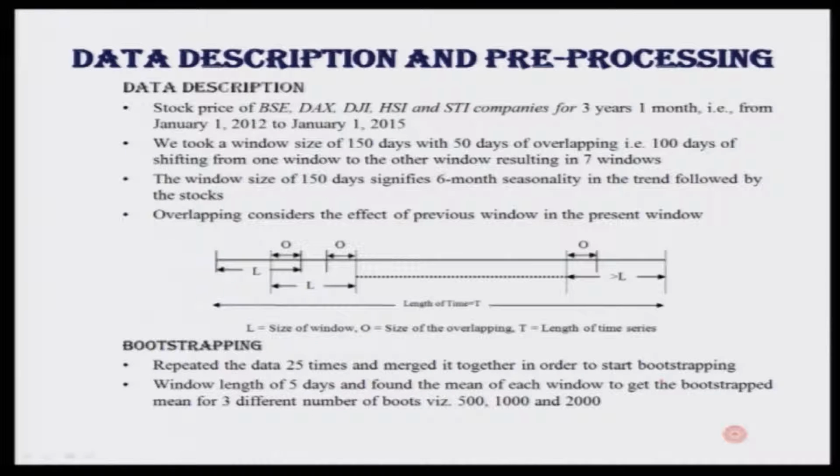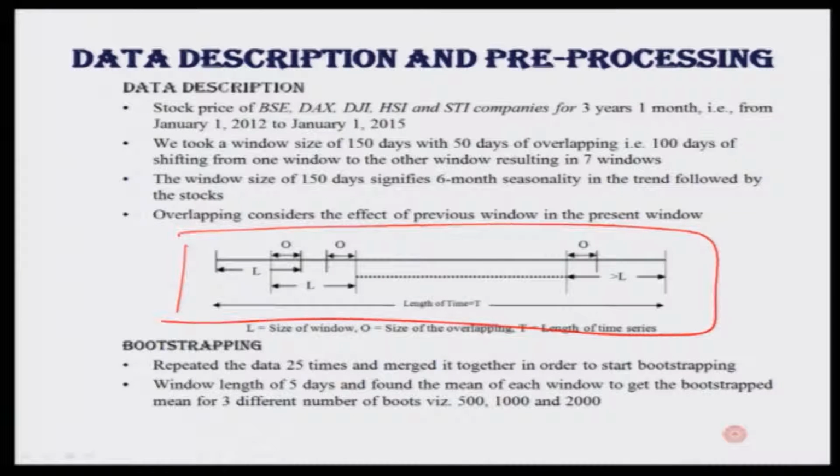We took a window size of 150 with 50 days overlapping. They were overlapping each other, that is 100 days of shifting window. The window size of 150 signifies significant 6 months seasonality which may be there in the stock market, and the overlapping window is considered like this. It shifts. So, in bootstrapping you repeated the data 25 number of times and merge them together in order to do the bootstrapping concept which we have considered.